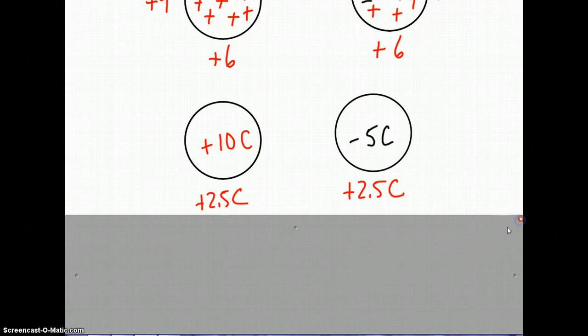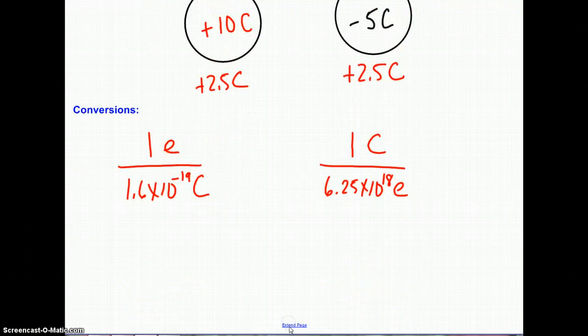Next, we're going to talk about converting. One elementary charge was found by Robert Millikan to have a charge of 1.60 times 10 to the negative 19 coulombs. So if you wanted to figure out how many coulombs a given number of elementary charges were, or how many elementary charges were in a given number of coulombs, you could use this as a conversion.